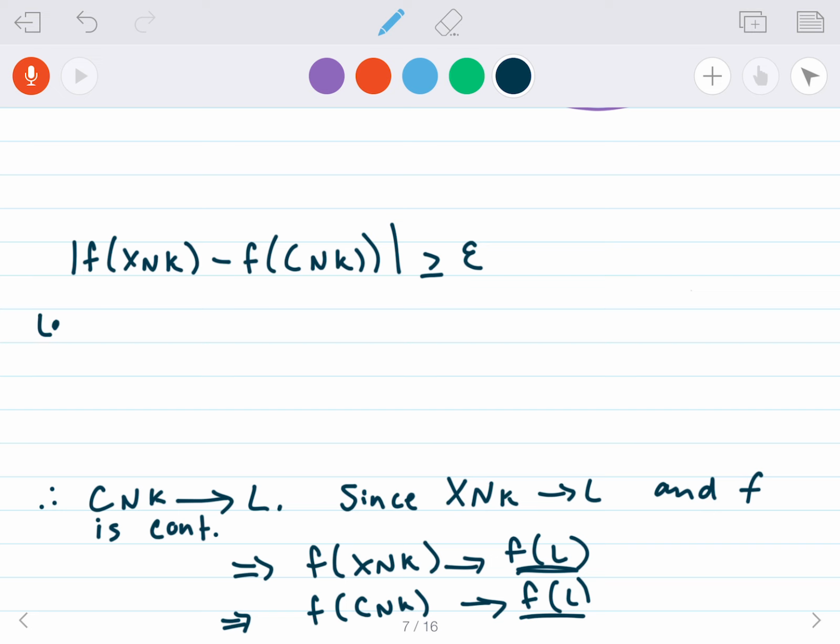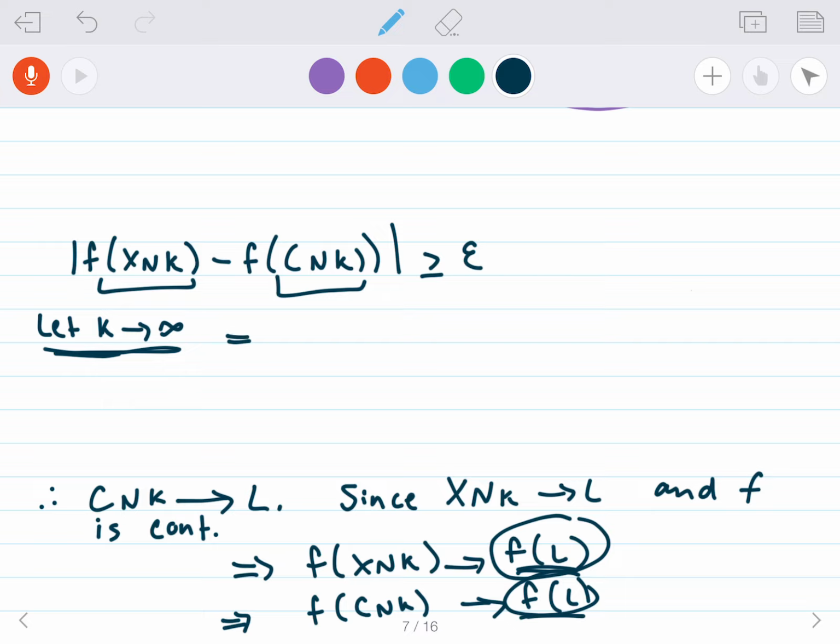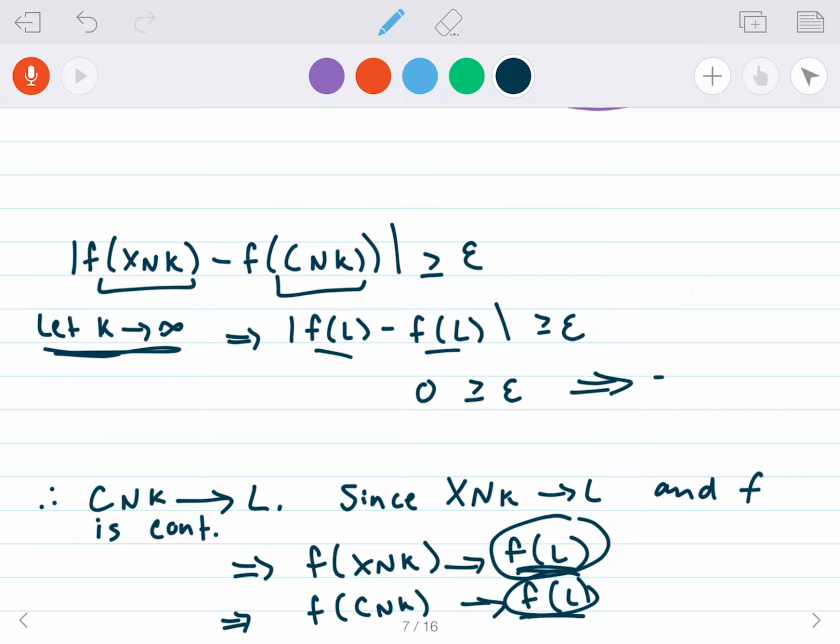Now, if we let k go to infinity, we're just looking at convergent sequences here. We said this converges to f(L), this converges to f(L). Well, that implies that this goes to f(L) minus f(L), and that better be bigger than or equal to epsilon by our assumption. But this is going to be 0. And so we have 0 is bigger than or equal to epsilon, which is a contradiction. Epsilon was assumed to be bigger than 0.